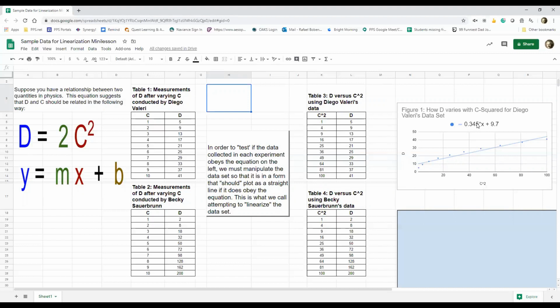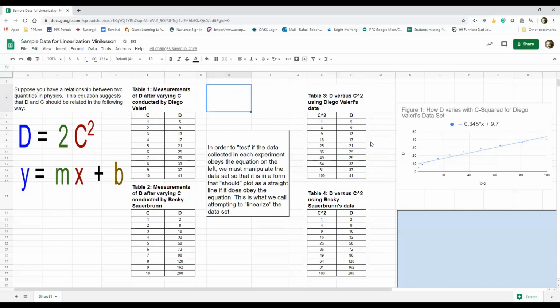So what Diego Valeri would have to conclude is that the data he collected does not support this theoretical equation. In other words, his experiment doesn't really support this idea that D equals 2c squared. That would be a valid conclusion for Diego Valeri to come to. And that would be the only really valid conclusion that you could come to based on the data set and the manipulations we've done so far.